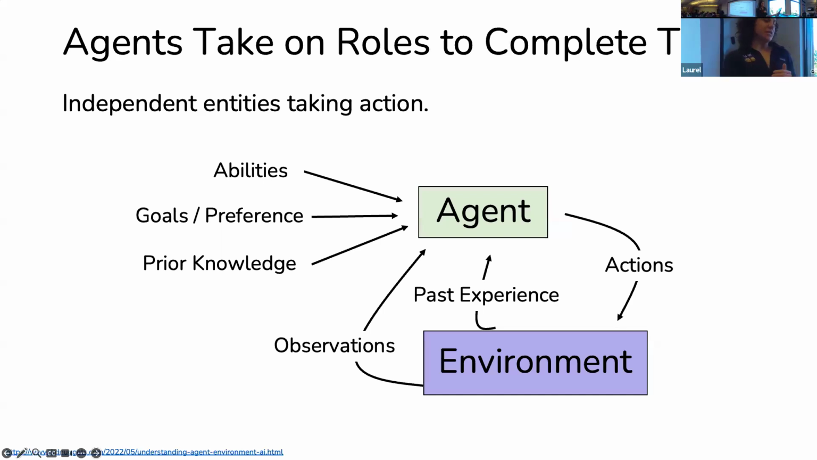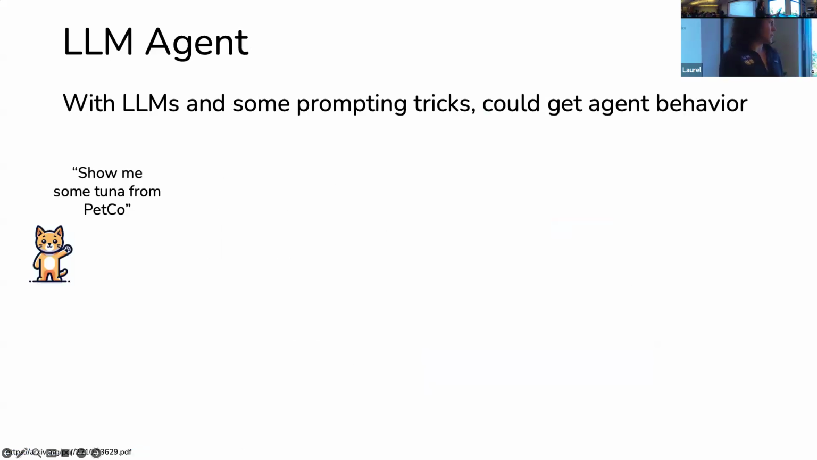Now, what's changed recently, and I think I saw early agents almost 2.5 years ago, maybe a little bit sooner, is that people started to realize that, hey, with these language models and some prompting tricks and a little engineering, you could get at an agent here. And so here, for example, maybe there's one of your agents asking for some tuna from Petco, as all cats want.